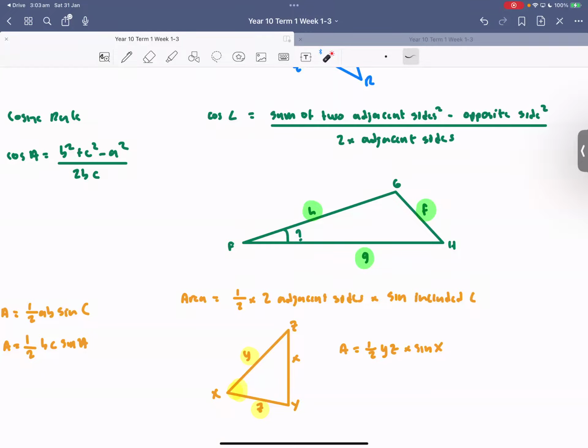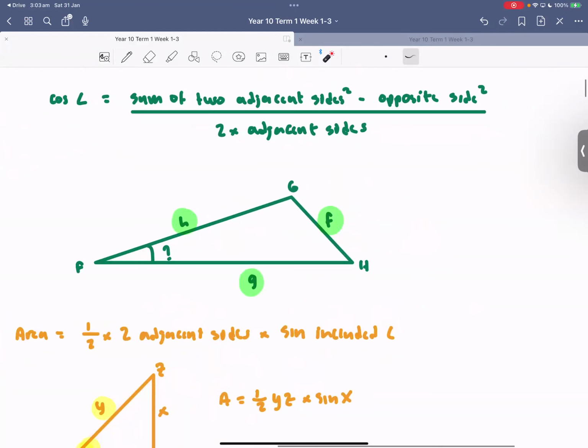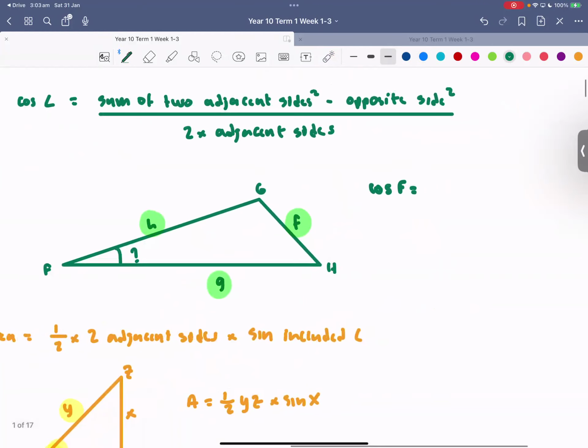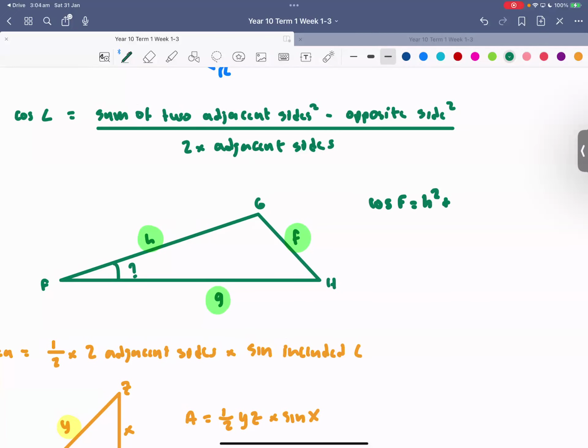All right, so Aditya, for example, let's say I want to work out angle F. So what would be my rule? Cos angle F equals H squared plus G squared. Yep. Minus F squared. Cool. All divided by 2 times HG.